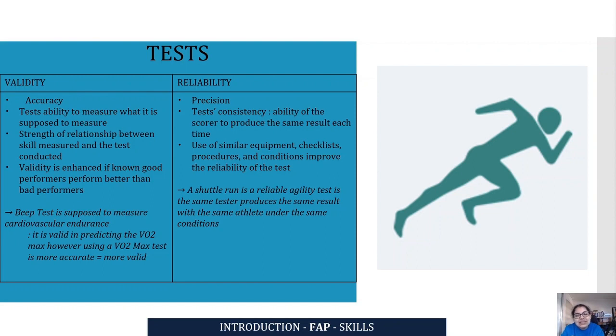But a beep test is supposed to measure cardiovascular endurance, and it is valid in predicting the VO2 max. However, using a VO2 max test instead will be more accurate. And you would see with something like a beep test it's reliable because the kids that always get out at the beginning will get out, and the ones that tend to last through will last through. Always the sporty ones, hey. Yeah, I was definitely the ones that got out at the beginning. No regrets there.